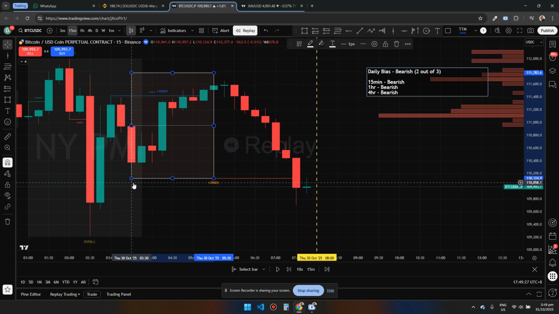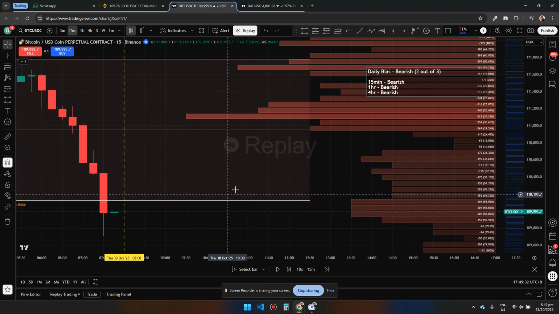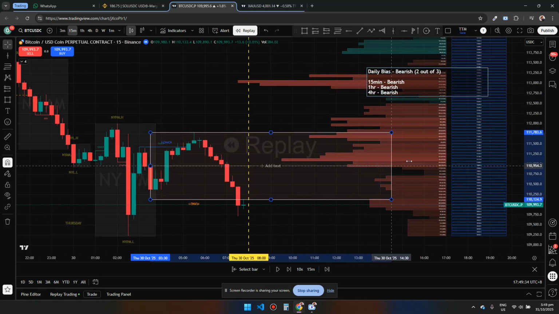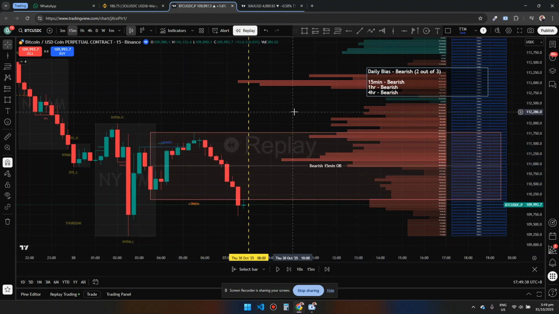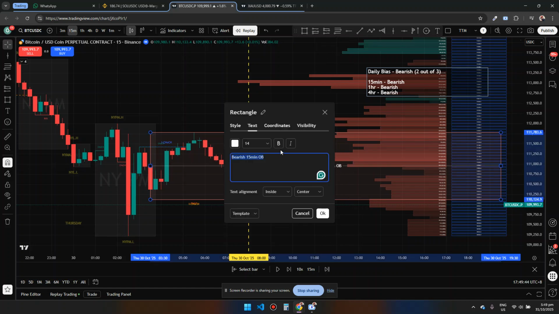So on this change of character, I'll just draw a box to span the entire day. And then I'll name it bearish 15-minute order block. Okay, so a bearish 15-minute order block is just acting like a resistance.